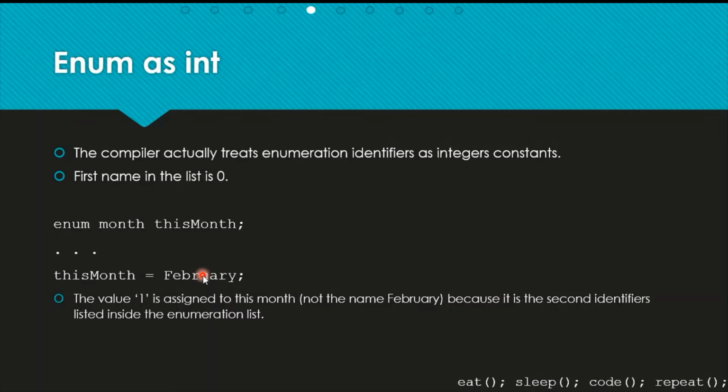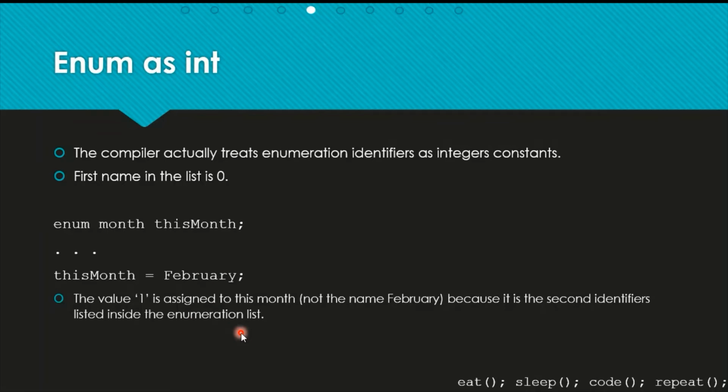But the compiler will not treat it as a string February, but it will treat it as an integer 1, because February is next to January. January has position 0, so 0, 1, so value 1 is assigned for this month and not February. Okay, since it is the second identifier inside the enumeration, this one is important.